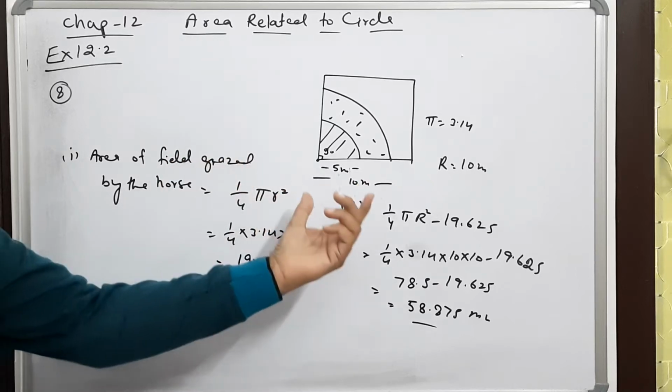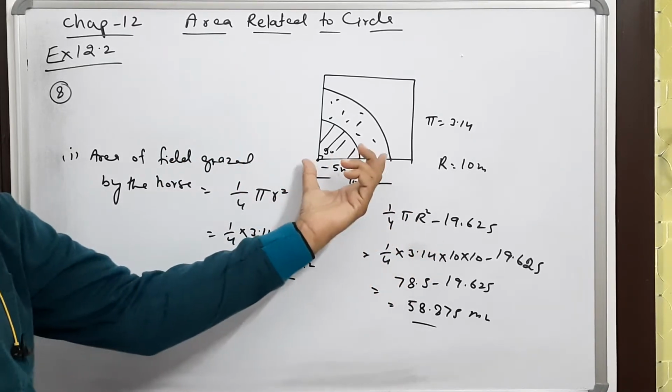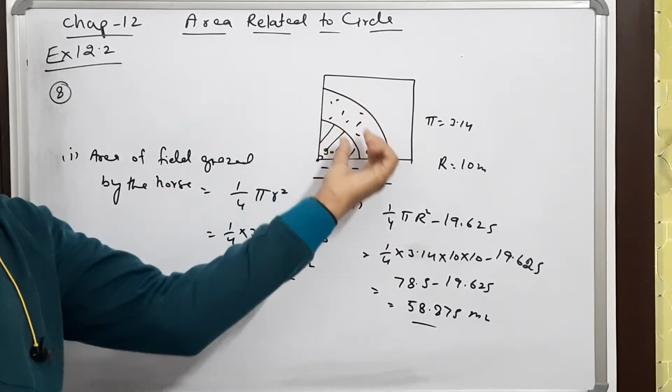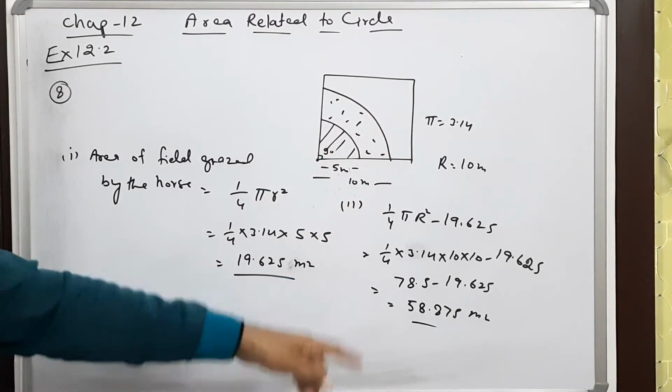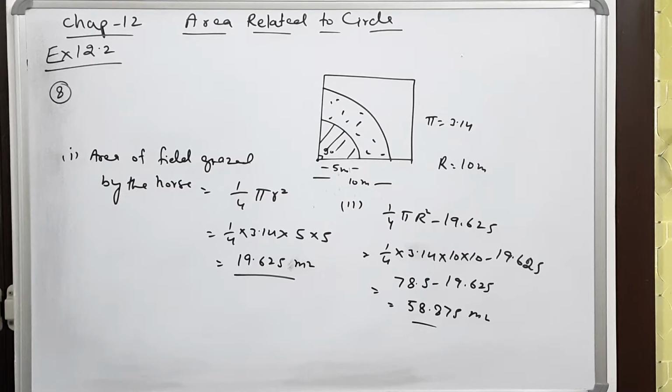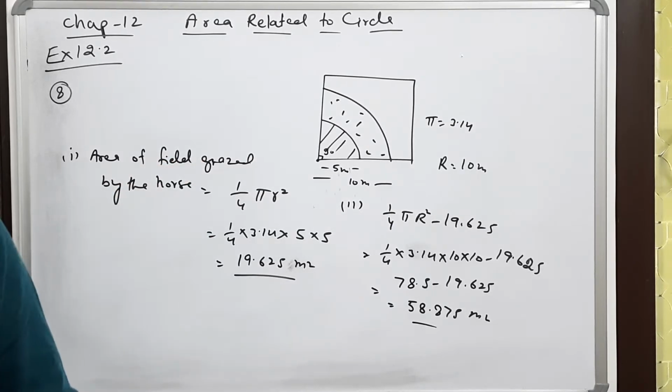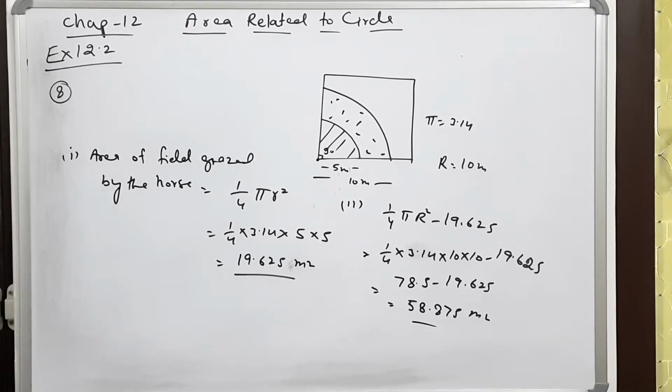The important is understanding part. That is, increase means only this part we have to find. So the total minus the old one. So the answer is 58.875. So in this way we can find the answer. You see the next problem now.